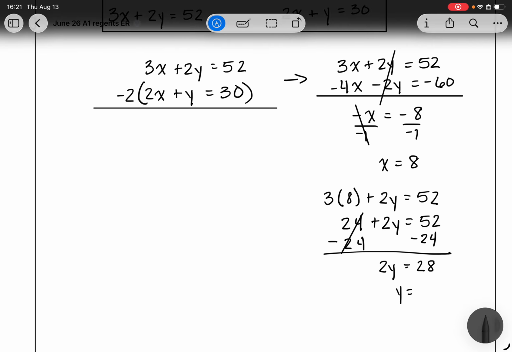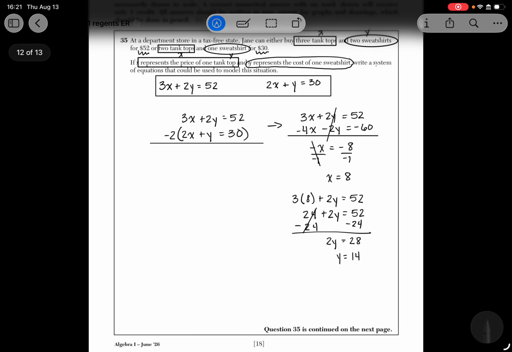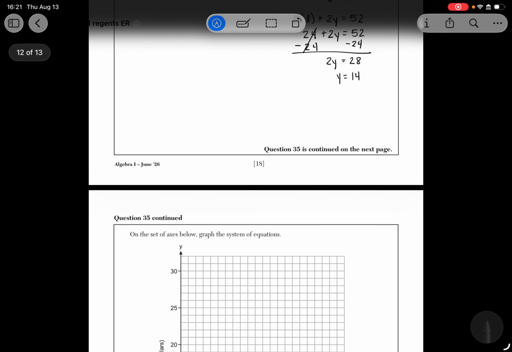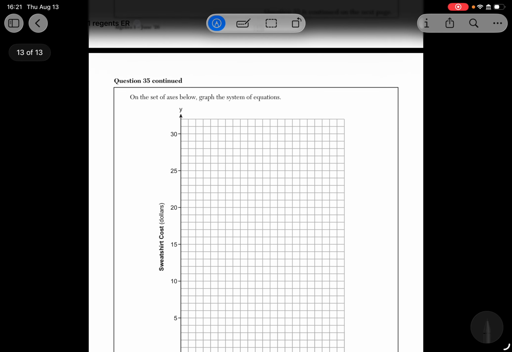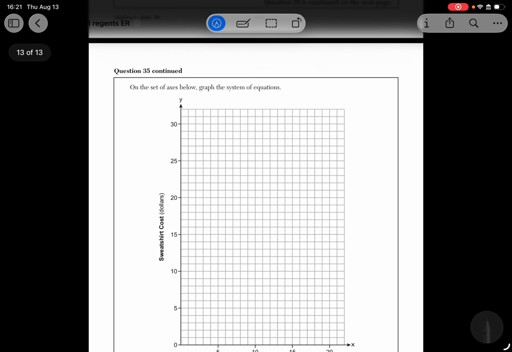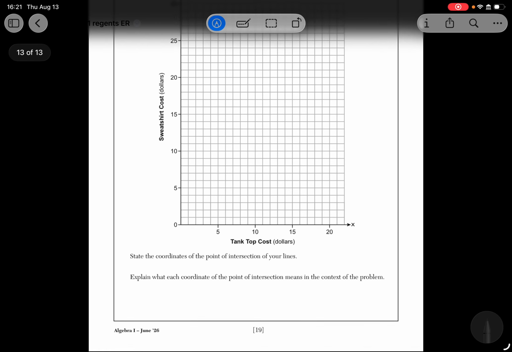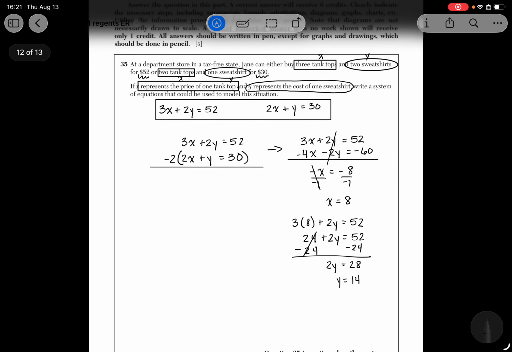So then Y equals 14. So when X equals 8, Y equals 14, which is actually going to help us on the next page. Okay, so on the next page we need to graph our systems of equations and state the coordinates of the point of intersection for your lines. The point of intersection we just did, so X is 8 and then Y is 14, but we're going to prove that by graphing it.